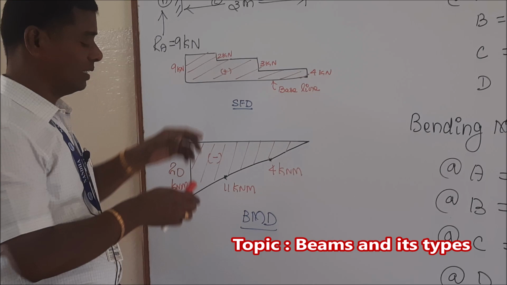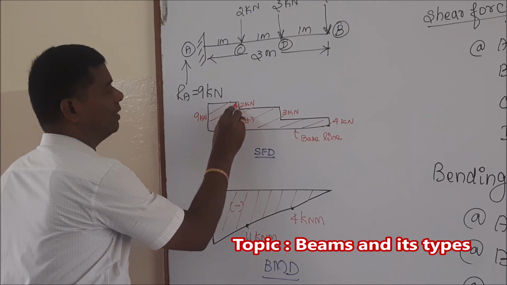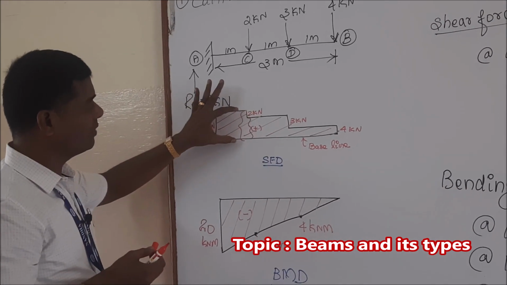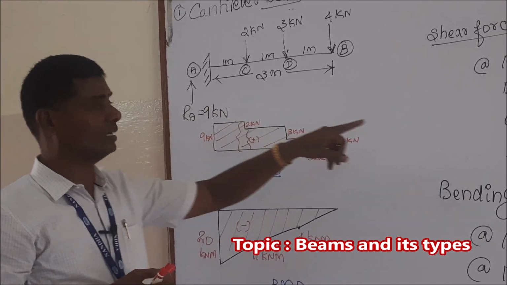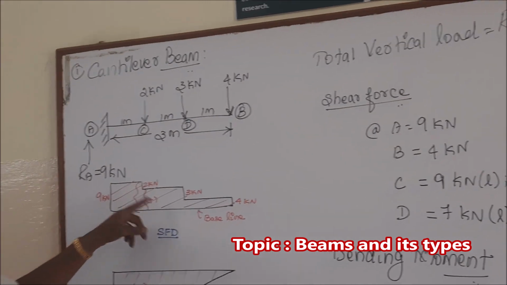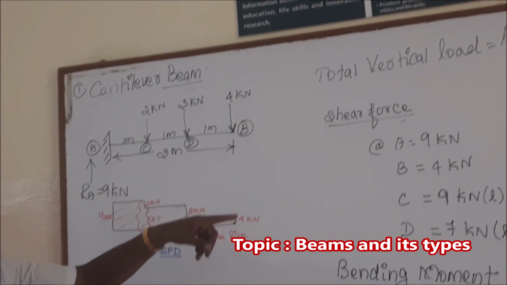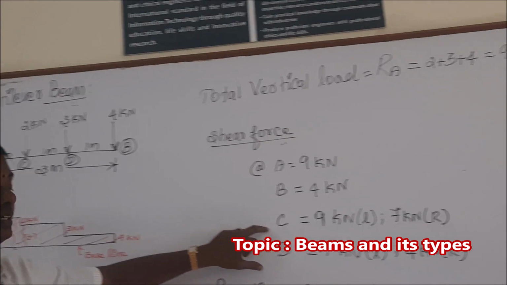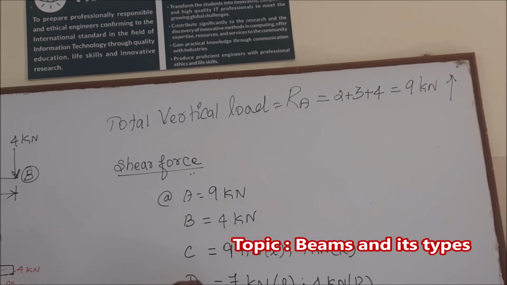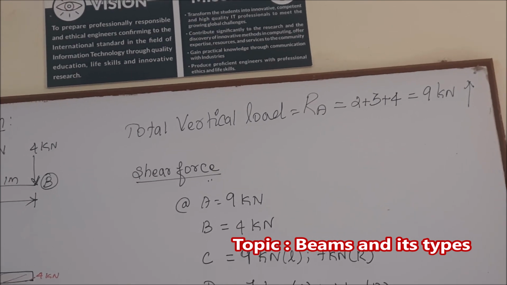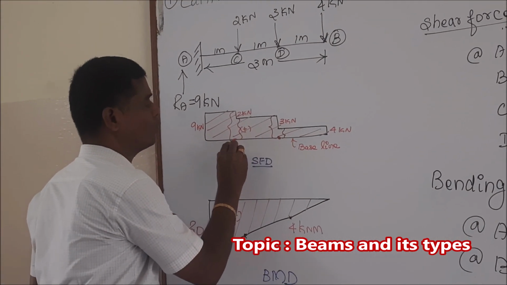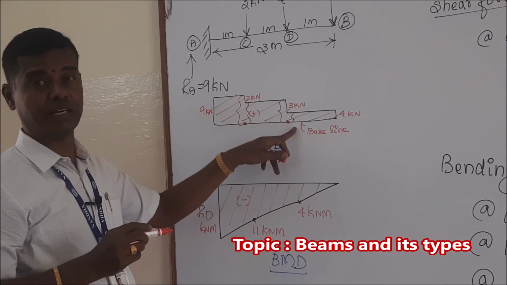the point C there is a variation between the left hand side of C as well as the right hand side of C. If you consider the left hand side of C, this 9 kilonewton load is acting, and if you consider the right side of C, 7 kilonewton is acting. Therefore, we mention that on the left hand side it is 9 kilonewton and on the right hand side it is 7 kilonewton. Similarly, at the point D also we can find the shear force value at these 2 points, both left hand side as well as right hand side.